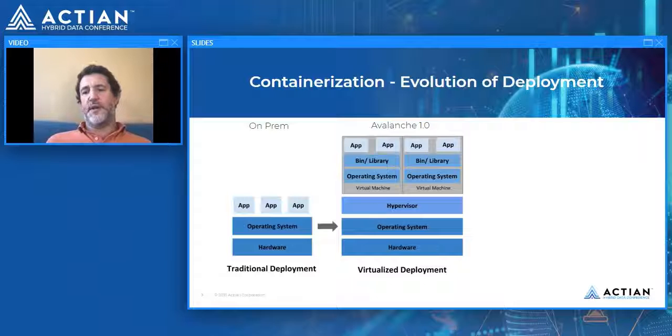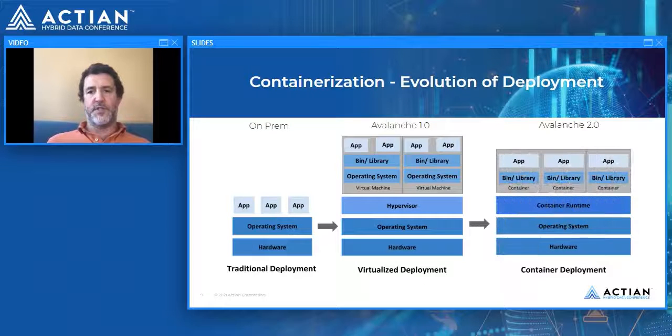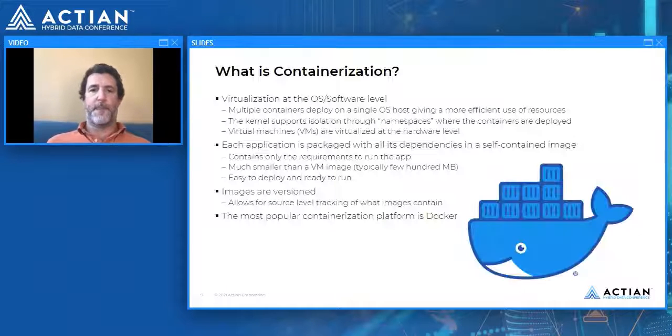That brings us on to Avalanche 2.0, which uses containerization. Now, the architecture is fairly similar here. We have the underlying hardware host and then an operating system. And then above that, we have a container runtime. The container runtime allows us to deploy these reduced containers containing only the dependencies of the application and the application itself. There's only one instance of the operating system running, which is a much more efficient use of resources.